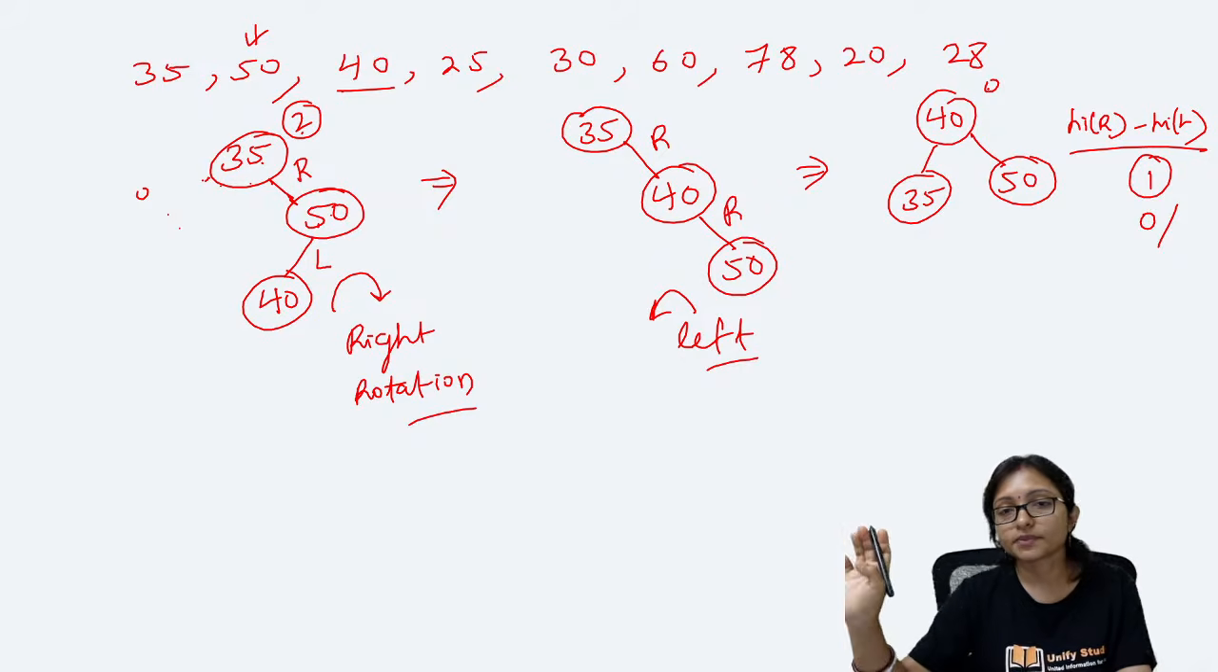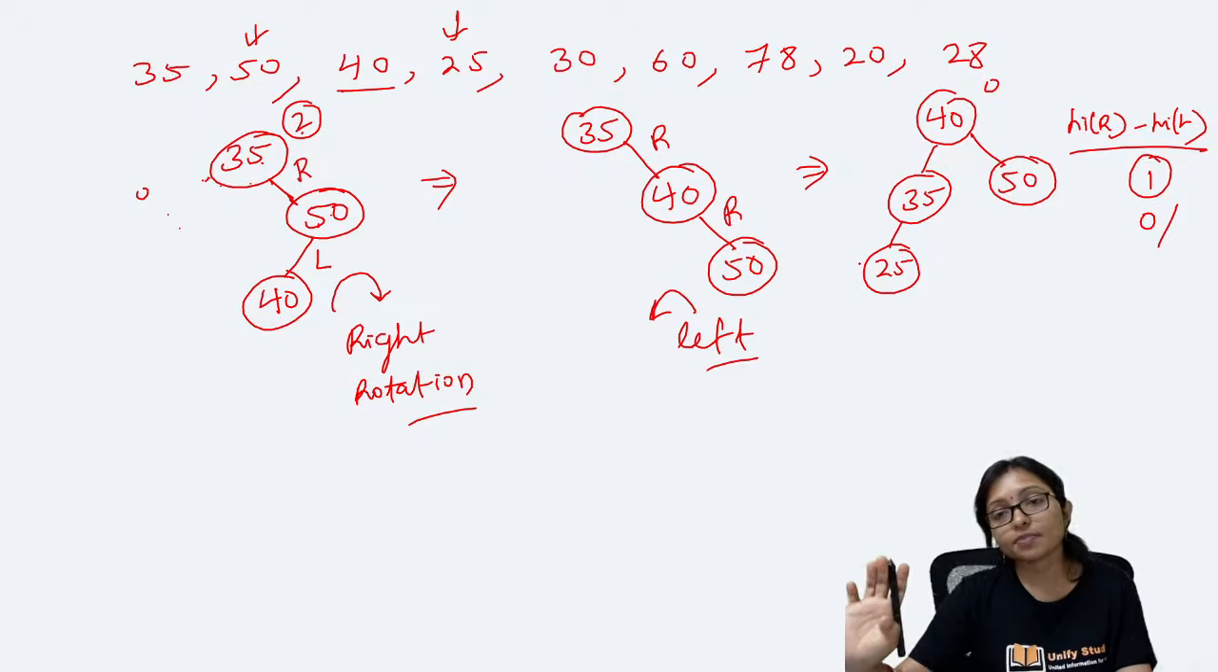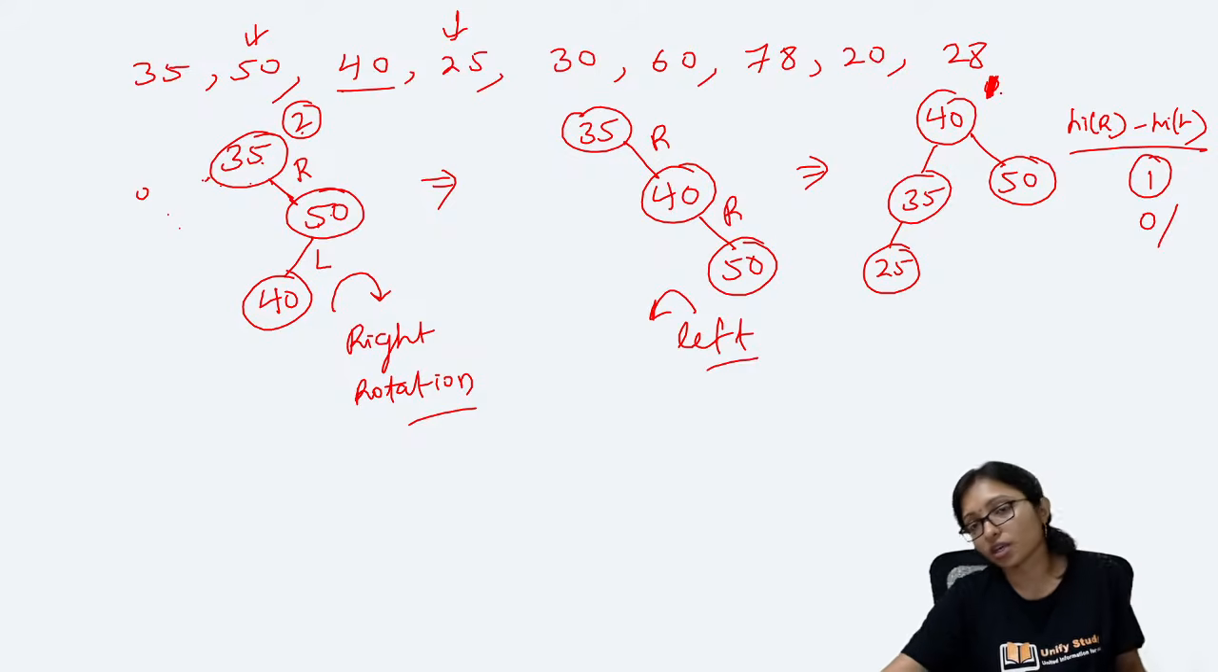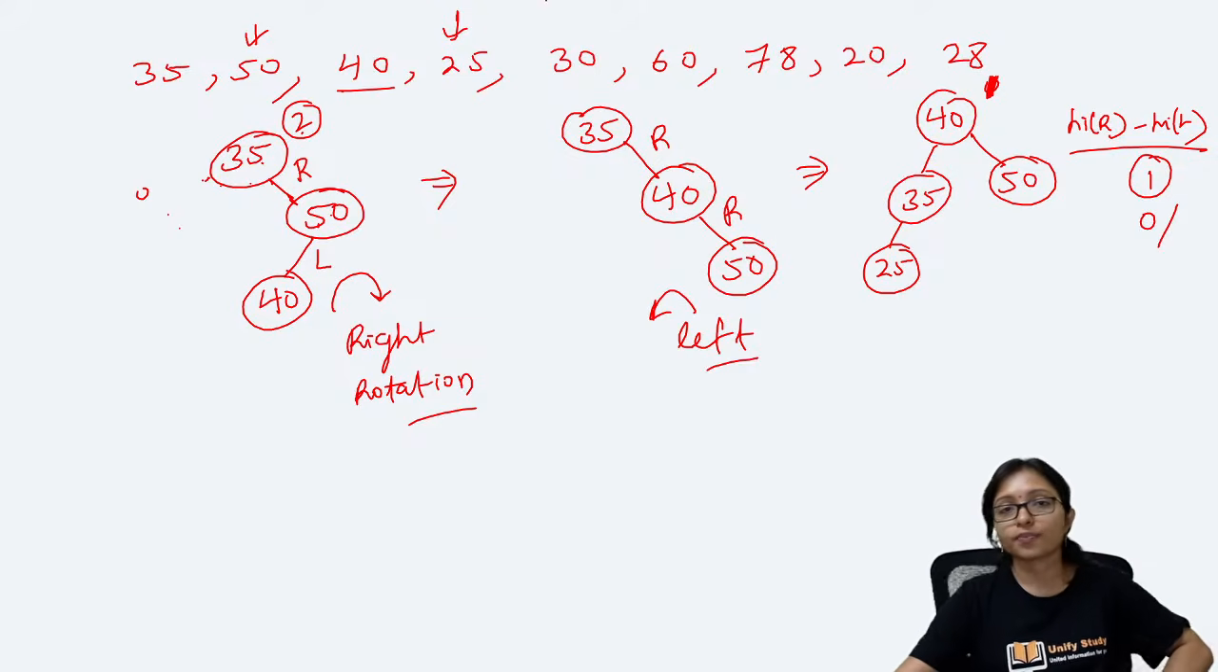Clear? Is this clear? Yes. Now after that, next node, I want to insert 25. So 25 I will insert here. Is it matching? Yes. Now the height factor is 1 here. It is okay. Height factor is 1, no problem.